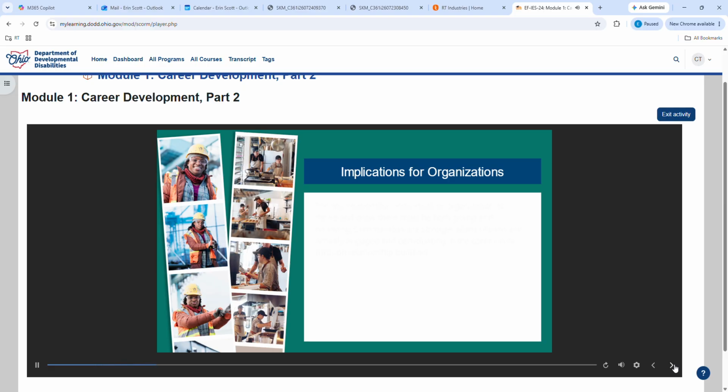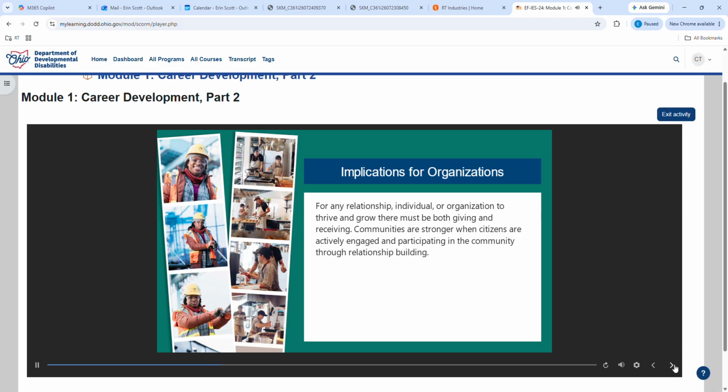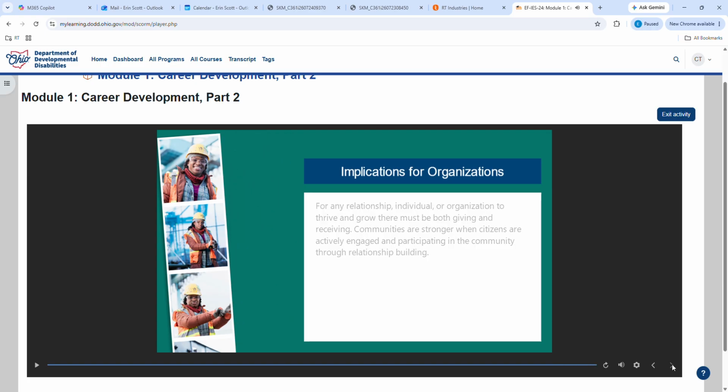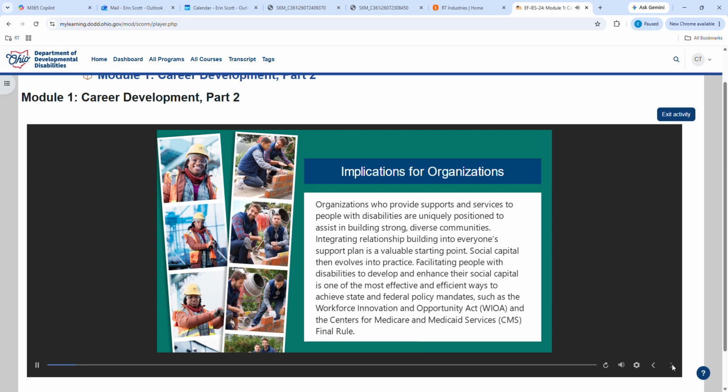Implications for organizations. For any relationship, individual, or organization to thrive and grow, there must be both giving and receiving. Communities are stronger when citizens are actively engaged and participating in the community through relationship building. Organizations who provide supports and services to people with disabilities are uniquely positioned to assist in building strong, diverse communities. Integrating relationship building into everyone's support plan is a valuable starting point.